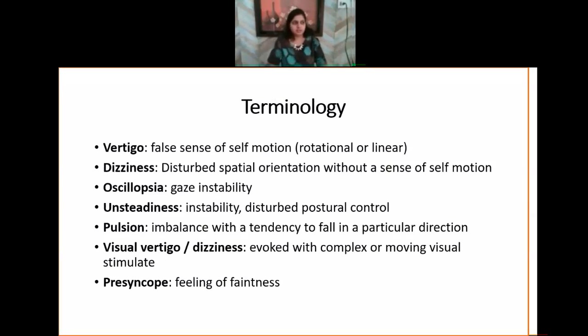Now, any patient comes with terminology like dizziness, things are moving. Oscillopsia means everything is jumping around. You feel they are a little tilted on one side, the pulsion, the balance is affected. Some patients have visual vertigo. If they see complex visual symptoms, they get the vertigo.